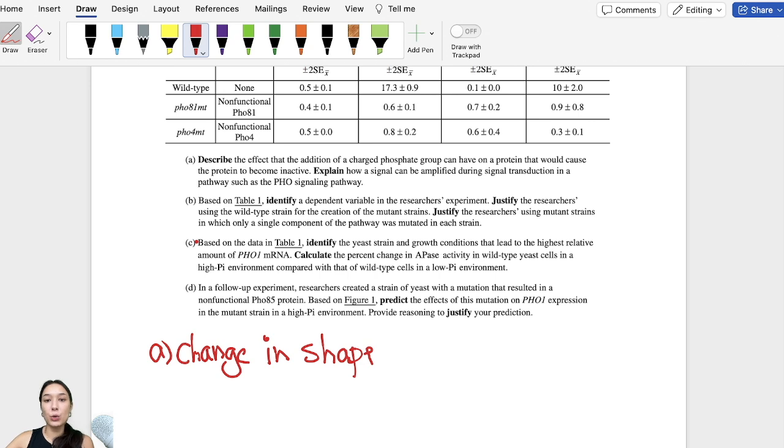So the second part of this question here is asking, explain how a signal can be amplified during signal transduction in a pathway such as the FO signaling pathway. So it's asking how it can be amplified, and that means the signal to be increased, right?